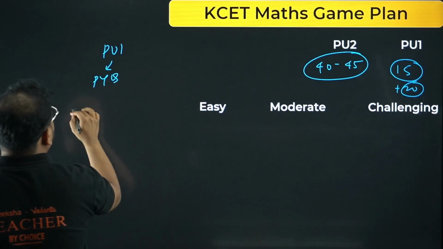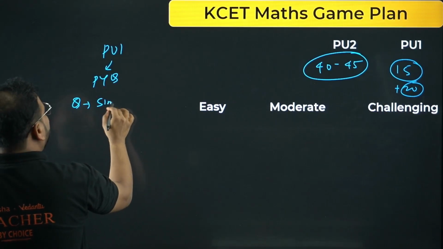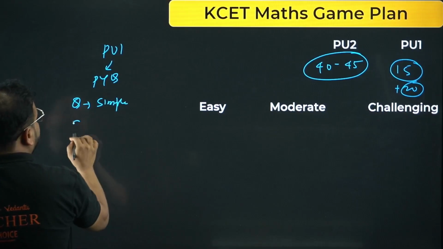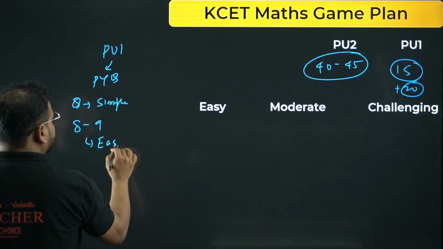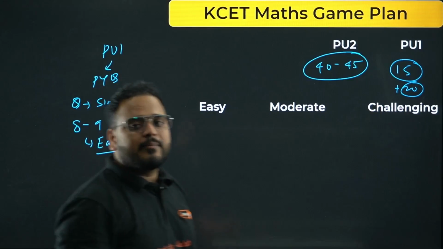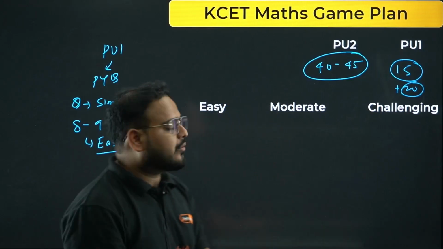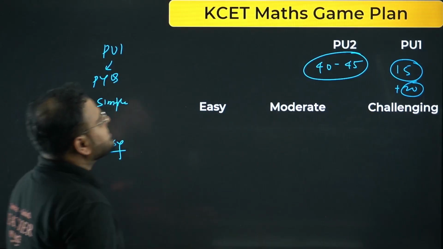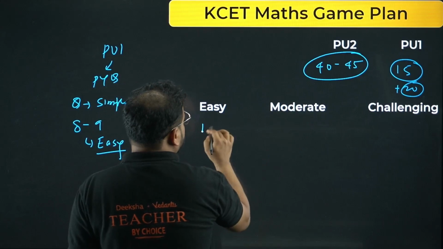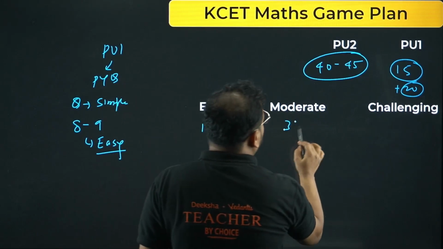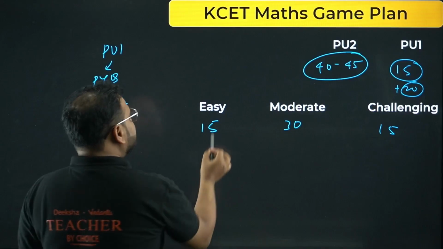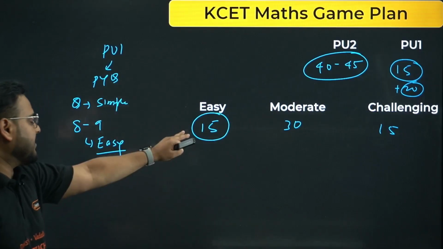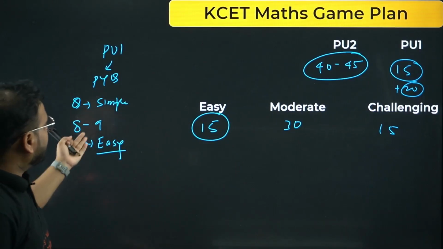The good thing for us is that in the PU1, if you check the PYQs, questions are usually very simple. You will find simple, category one questions. Almost 8 to 9 of every 15 questions in the PU1 section will be of easy category. The classification states 15 over here, 30 over here and 15 over here, total 60 questions. So most of the questions in the simple or easy category can be from the PU1 chapters.